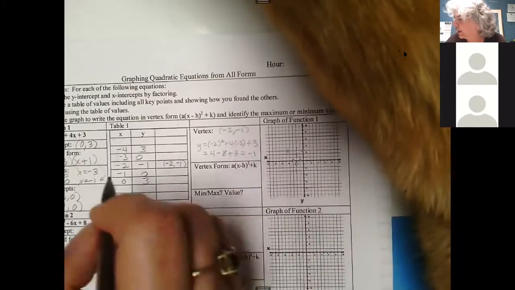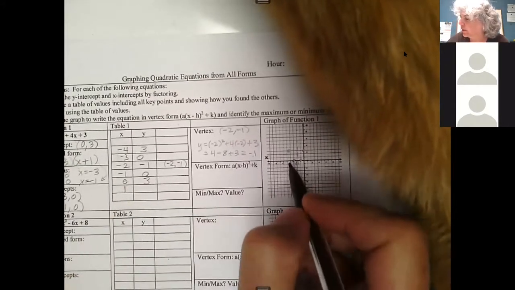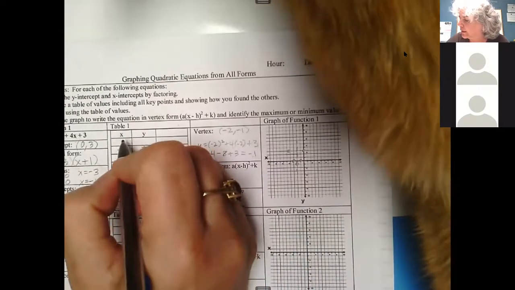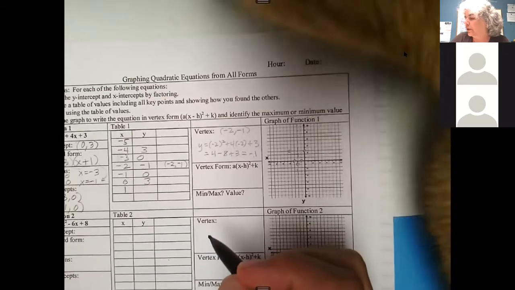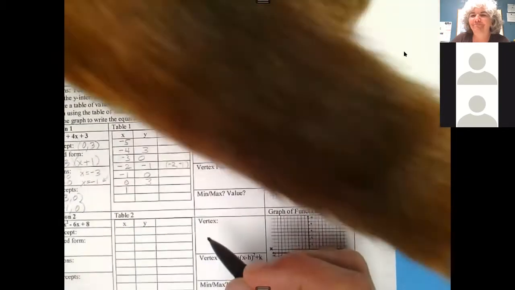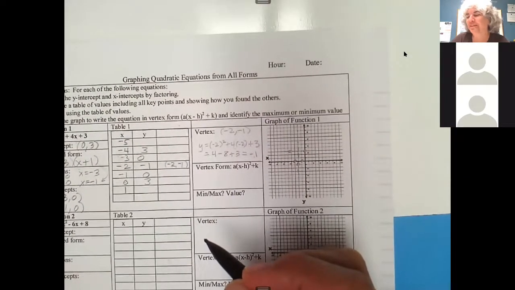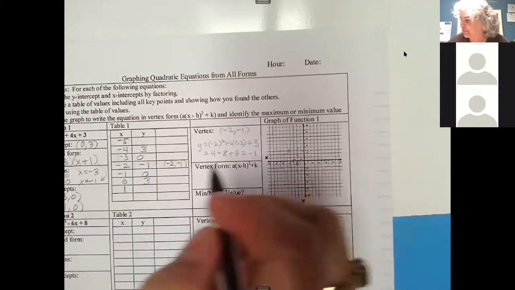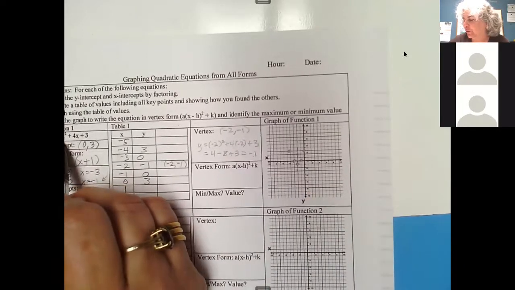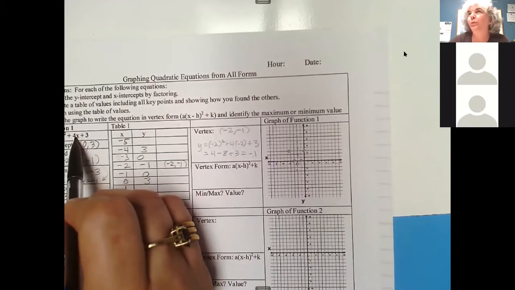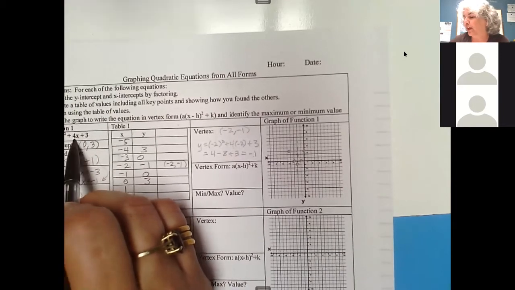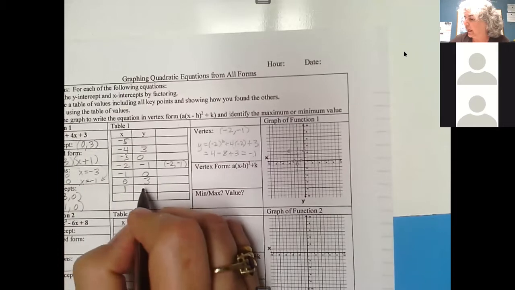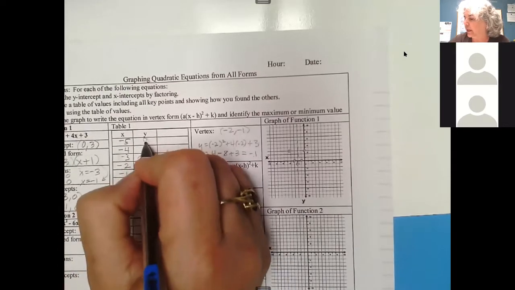If x is 1, I'm going to go here and then go back 1 as well and say -5. We'll just do one more on each side of the vertex. Okay, so when x is 1, I'm going to plug in 1 here. So 1 squared is 1, plus 4 times 1 is 4. So 1 plus 4 is 5, plus 3 is 8. So that's going to be 8 there and 8 there.